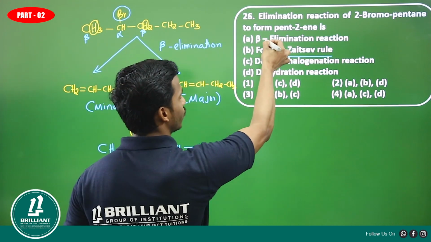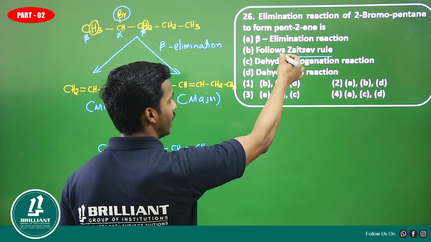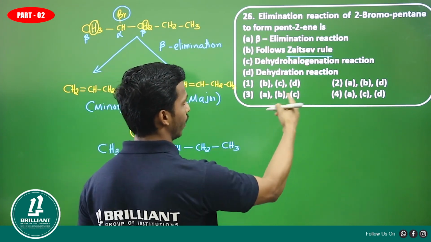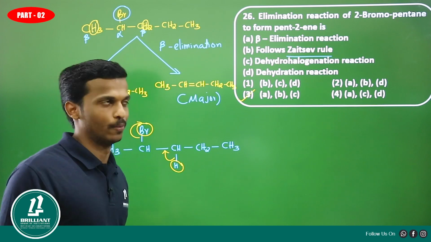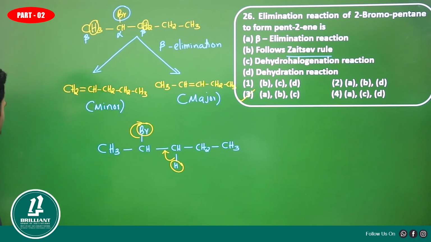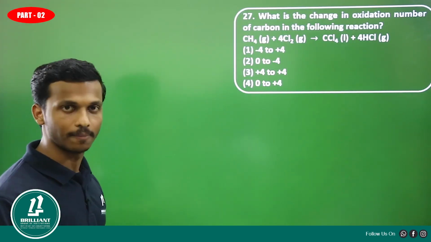So, we can say the first step is beta elimination, Saytzeff's rule, dehydrohalogenation. A, B, C is the correct order. Yes, the answer is the third one. So, question number 26, the answer is the third one. Now, let's go to question number 27.